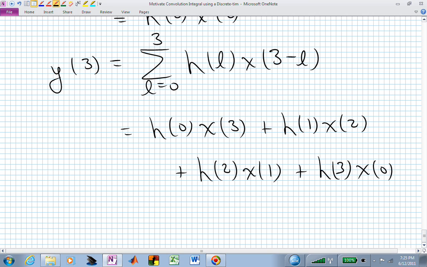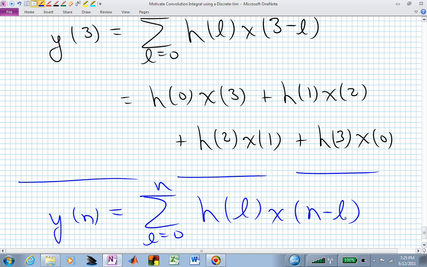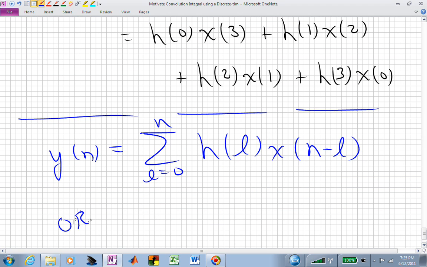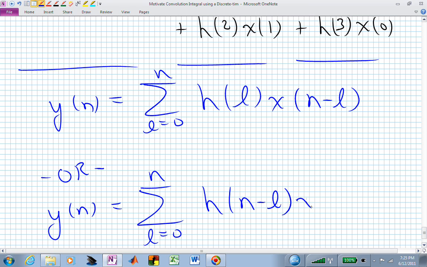You can see then that we now have, I hope, motivated this expression for the convolution sum: y of n, this sum from L equals 0 up to n of h of L x of n minus L. If you look at this algebraically, you could actually write this with the arguments of the pulse response h and the input x interchanged, meaning this is equivalent to the sum from L equals 0 to n of h of n minus L x of L.